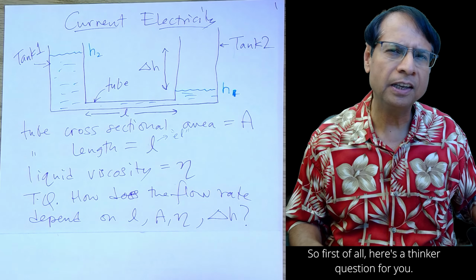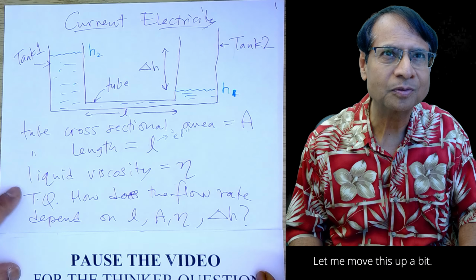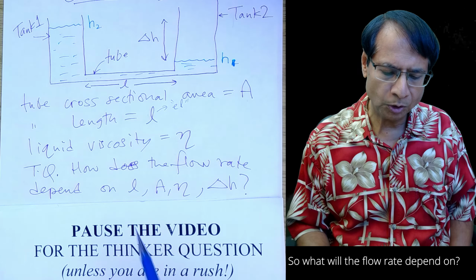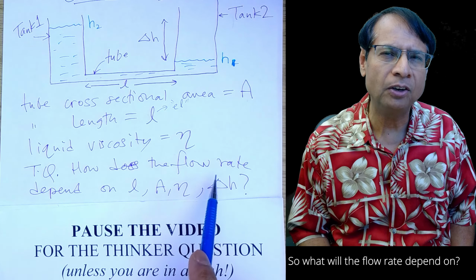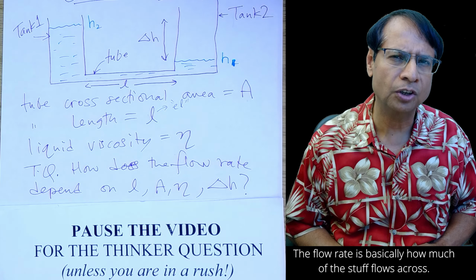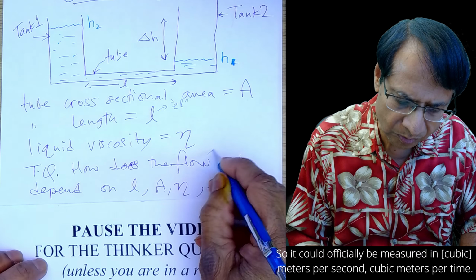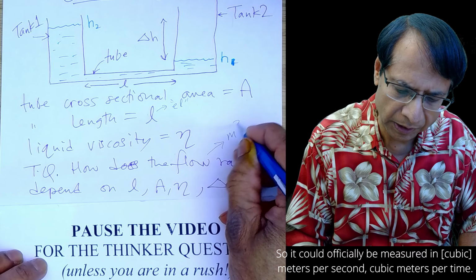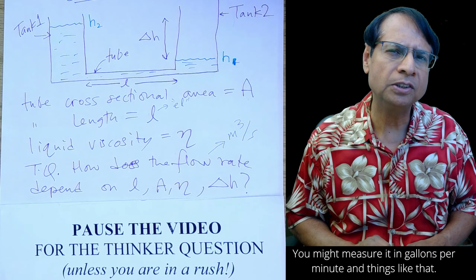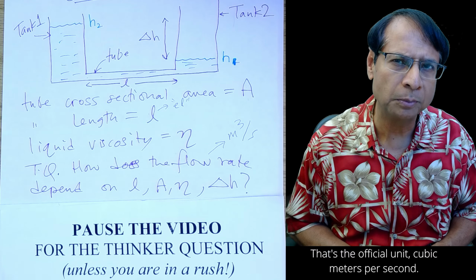So first of all, here's a thinker question for you. Let me move this up a bit. So what will the flow rate depend on? The flow rate is basically how much of the stuff flows across. So it could officially be measured in cubic meters per time. How much of it flows across. You might measure it in gallons per minute and things like that. That's the official unit, cubic meters per second.